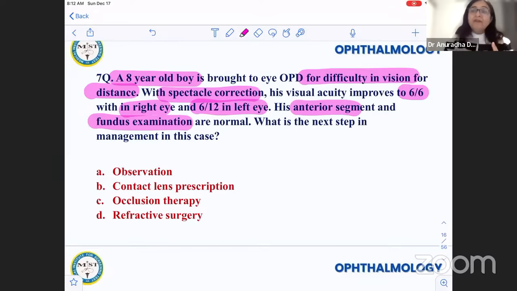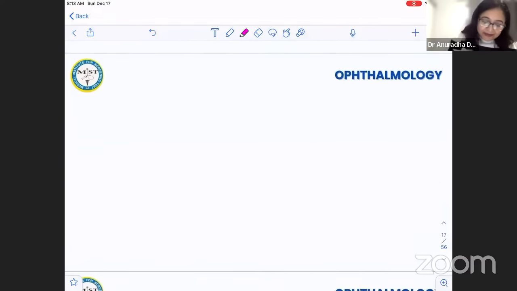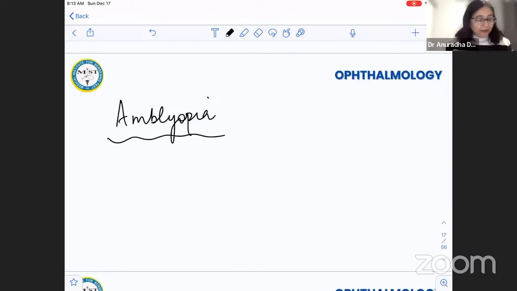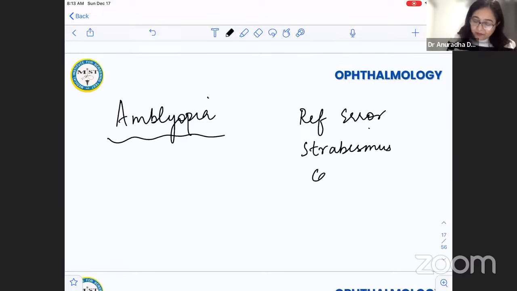First of all, to know the management you have to know the diagnosis. So what is the diagnosis here? There is no organic abnormality in the eye because anterior segment and fundus examination are normal, but still vision is not improving in one eye. Most of you are absolutely correct. It is a case of amblyopia. After correcting the cause of amblyopia, because amblyopia can be because of refractive error, anisometropia, strabismus, or cataract.